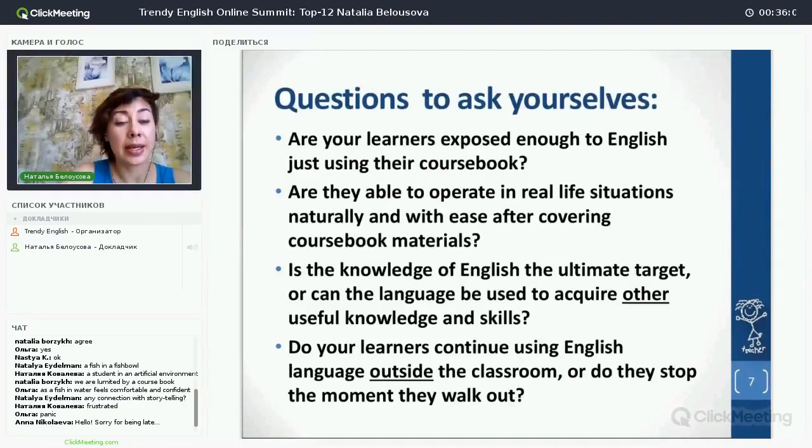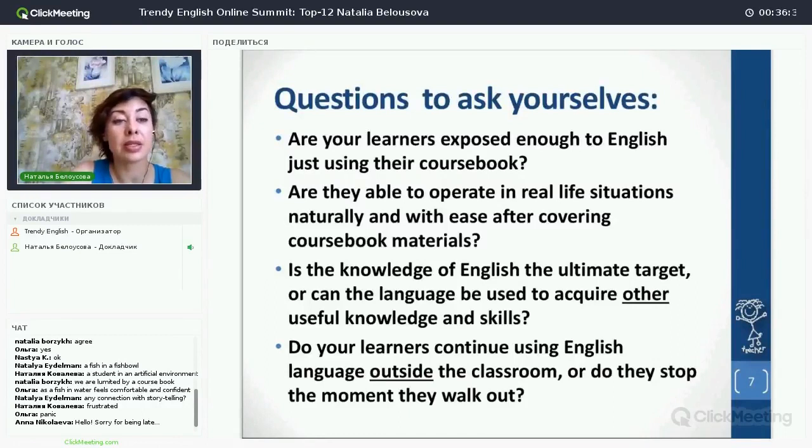Then it's also important that when we work with coursebook tasks, we tend not to think about real life skills that our students might need in life that are not only about language competence. You can see it here. That's why the third question is like this: can the English language be used to acquire other useful knowledge and skills? And also it's about the use of English outside the classroom.